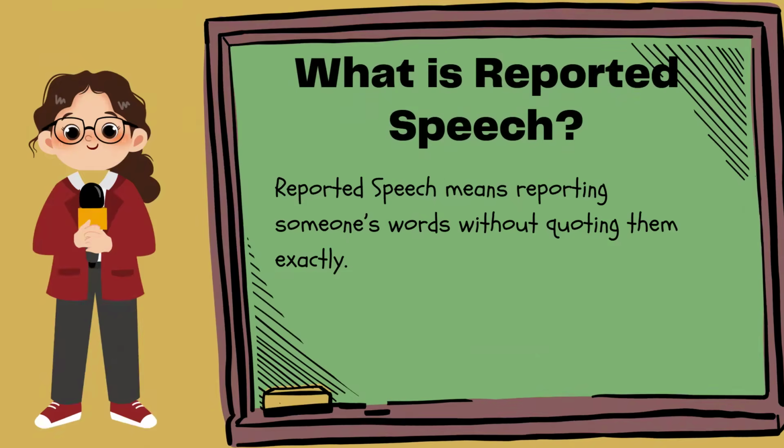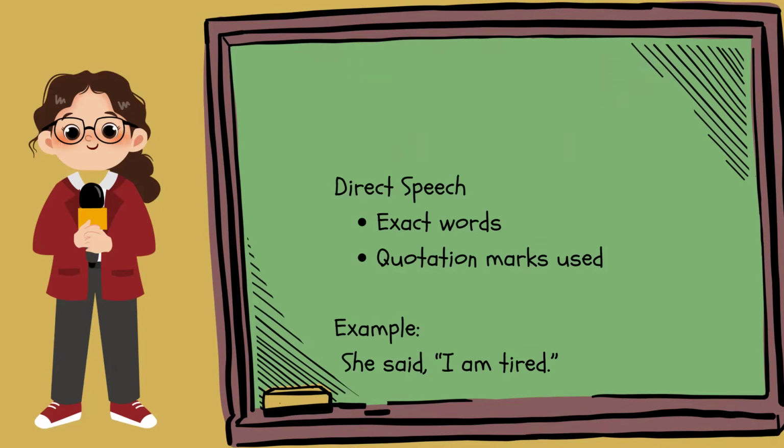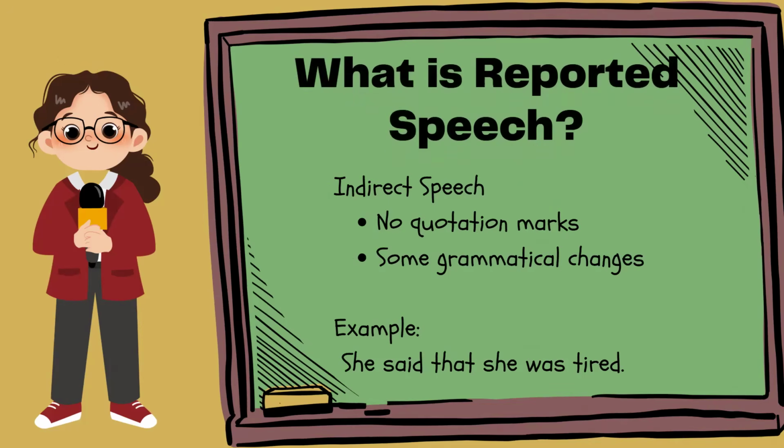Let us begin. First, what is reported speech? Reported speech means reporting someone's words. There are two types of speech. The first is direct speech, where we use the exact words of the speaker, using quotation marks. For example, she said, "I am tired." On the other hand, we have indirect speech, where we report the meaning without the quotation marks. She said that she was tired.